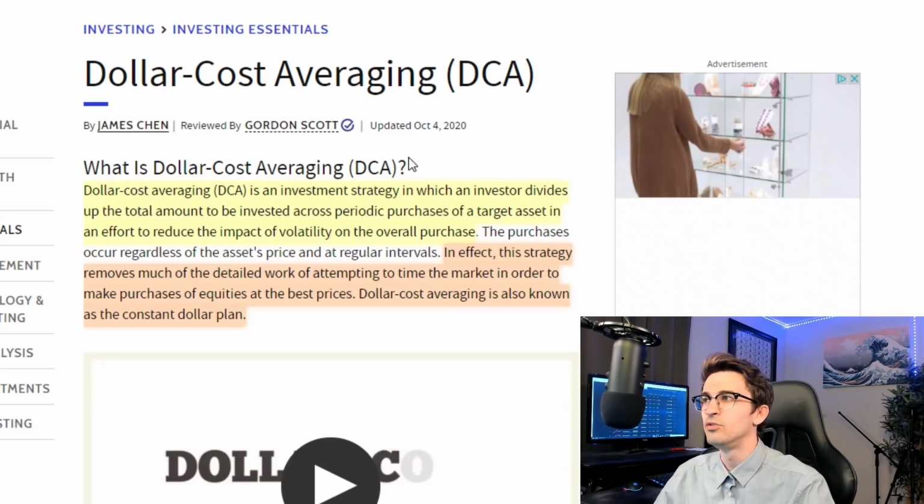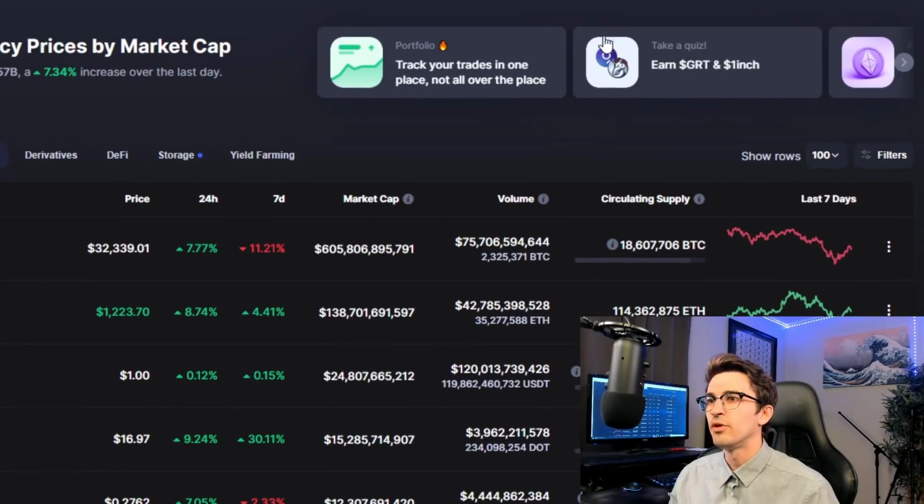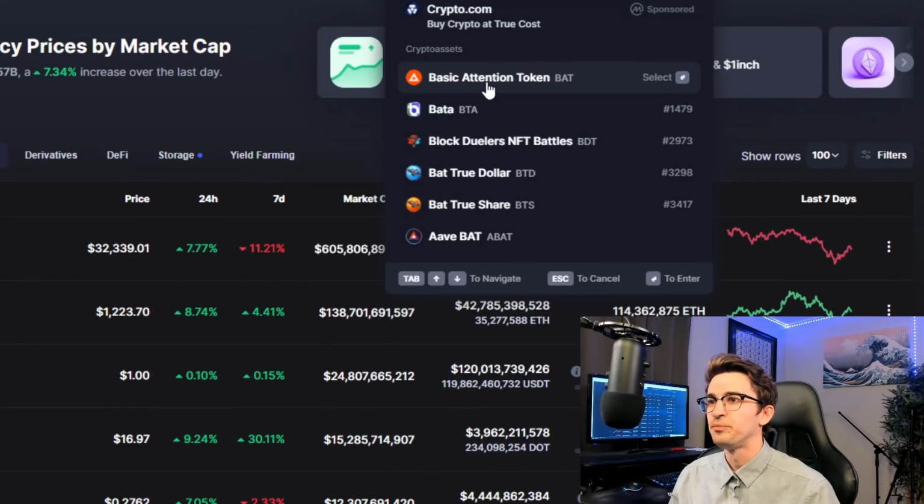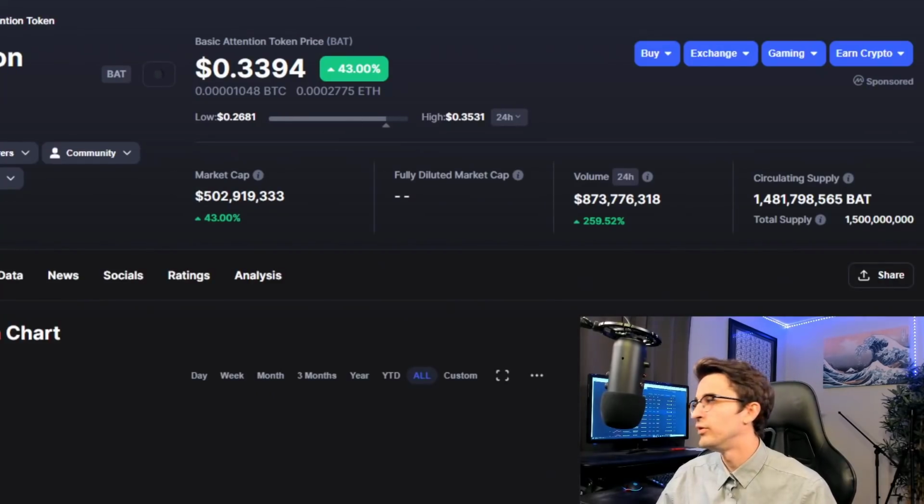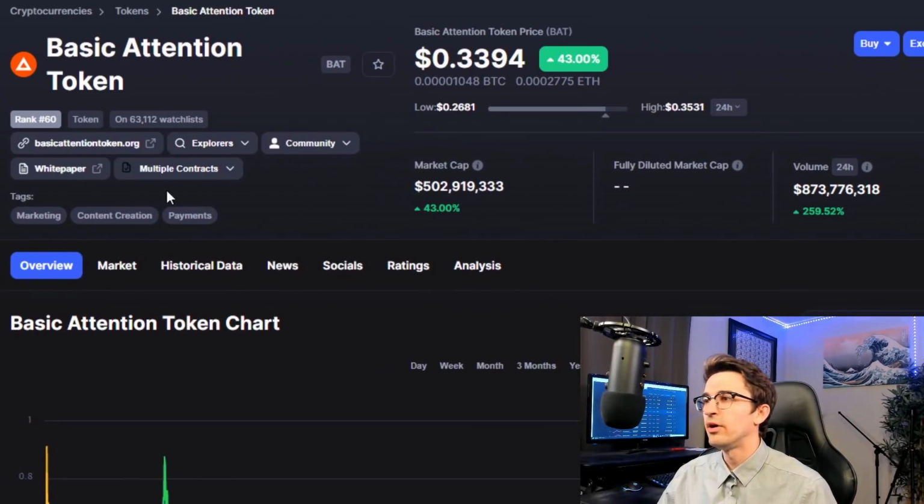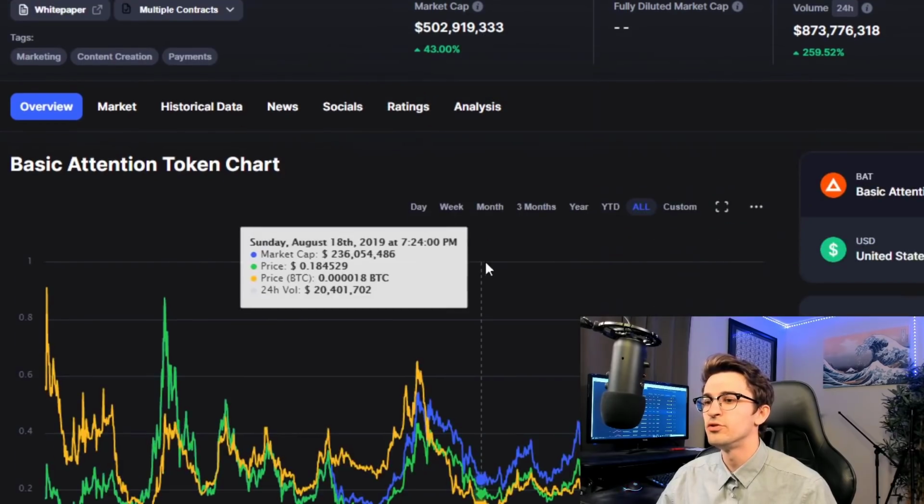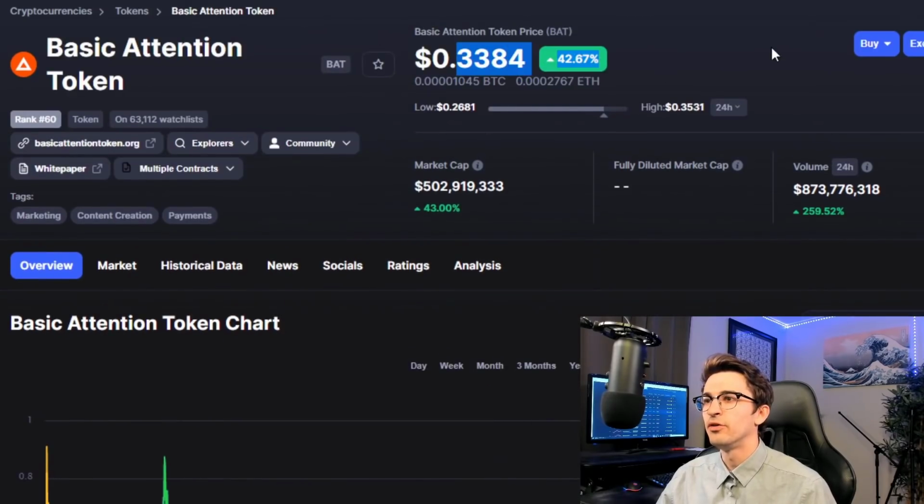There could be a huge pump right then, just like we saw with Basic Attention Token today. I did mention this in my video earlier today. So this guy added to the Grayscale fund, and basically it went up 40% just from that news. So if you caught that as soon as the news broke, you could have purchased this before everyone else bought, obviously. So buying now as it's up 40% is not a great idea.